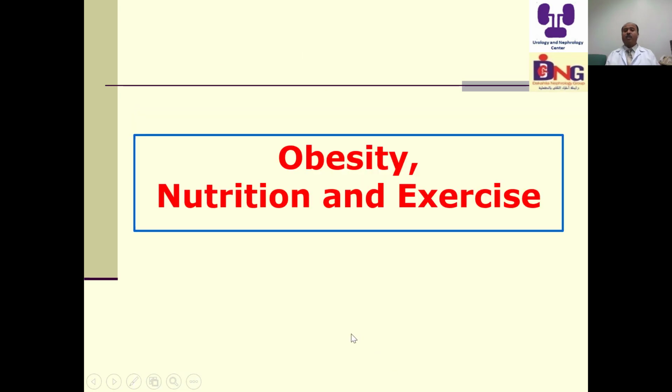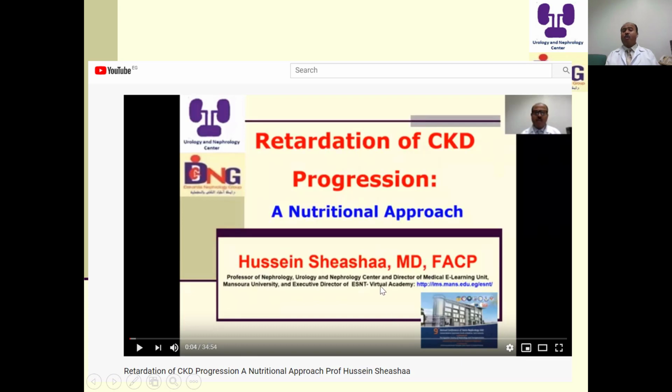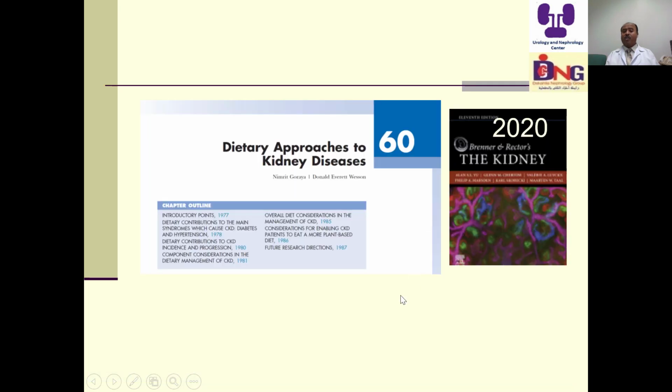What about obesity, nutrition, and exercise? If we don't exercise, this will increase the risk of CKD. So we should encourage exercise for patients and for normal persons. And if the patient has chronic kidney disease, we encourage ambulation, even walking, according to the capacity of the patient. We should combat obesity because obesity is linked either directly or indirectly with CKD. And you can find this video dedicated to the nutritional approach to retard the progression of CKD.